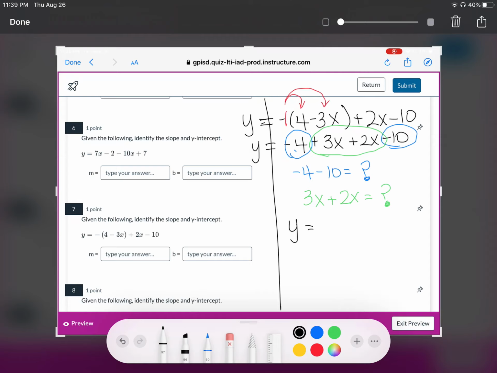All right, last but not least, you're going to write your answer. Y equals mx, so whatever number you got for m. And last but not least, it's plus b, so whatever number you got for b.